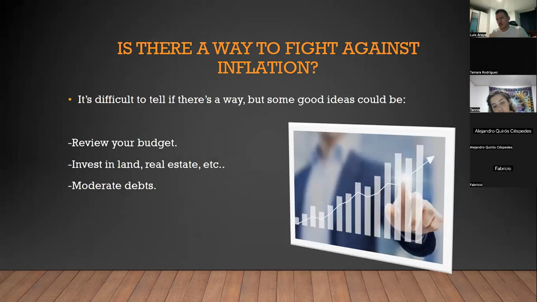And now, to end with this, is there a way to fight against inflation? Of course, it's difficult to tell if there's just one way, but some good ideas could be to plan your budget every month and to be sure that you're buying only necessary things, and to invest in land, real estate, etc. This can help you in a lot of ways and also moderate your debts. This can be something very useful.